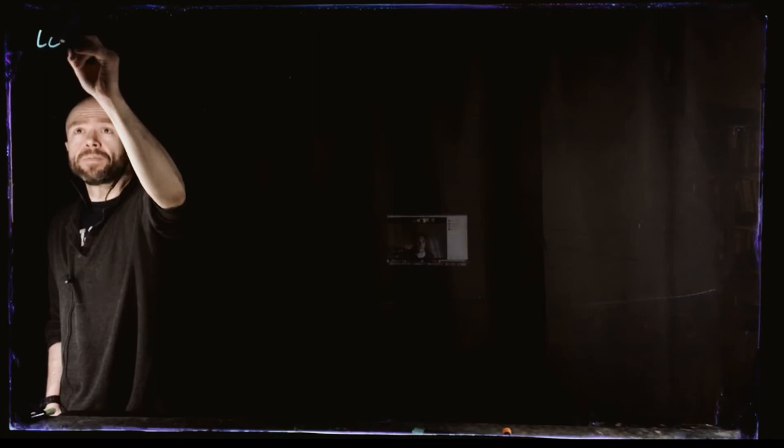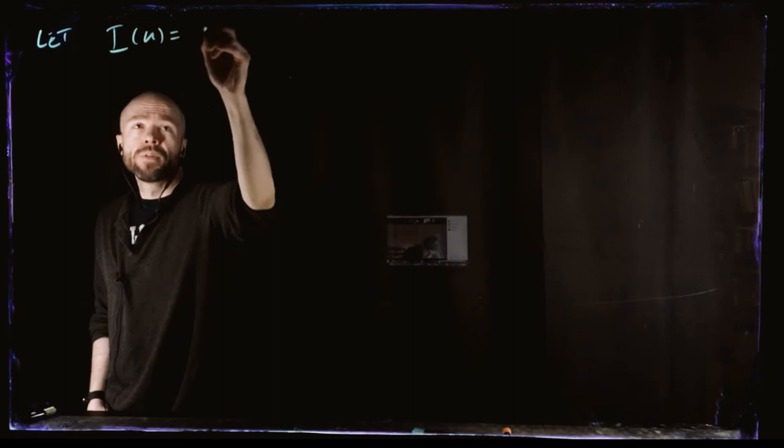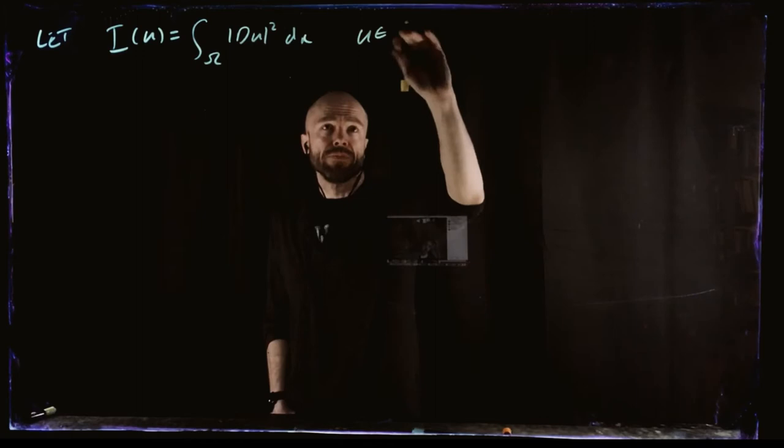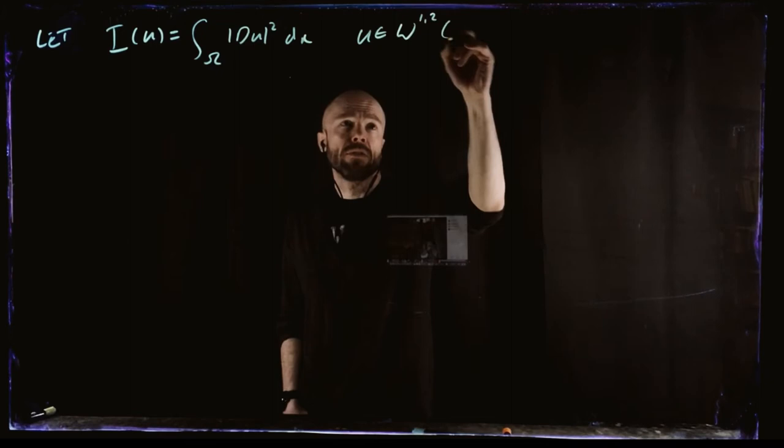And that is essentially the main idea of elliptic regularity. The simplest manifestation of this is to do this for this minimization problem. So let one of the simplest I of u be the integral over omega of the gradient of u squared dx, where u is some function from W^{1,2}(omega) into R.